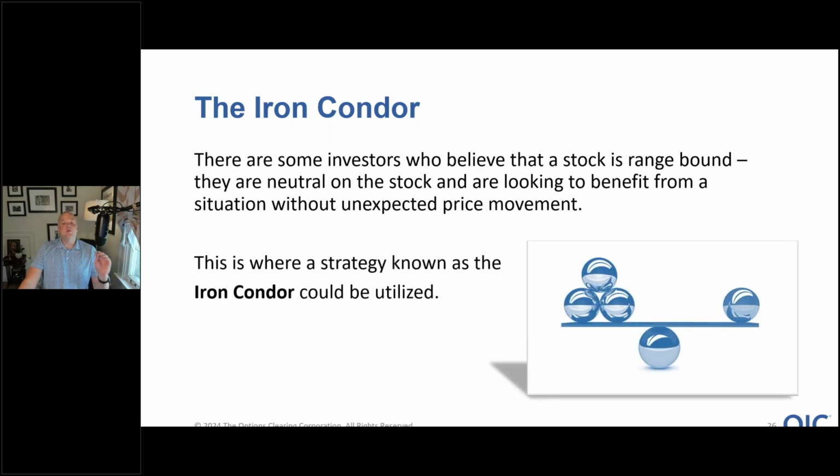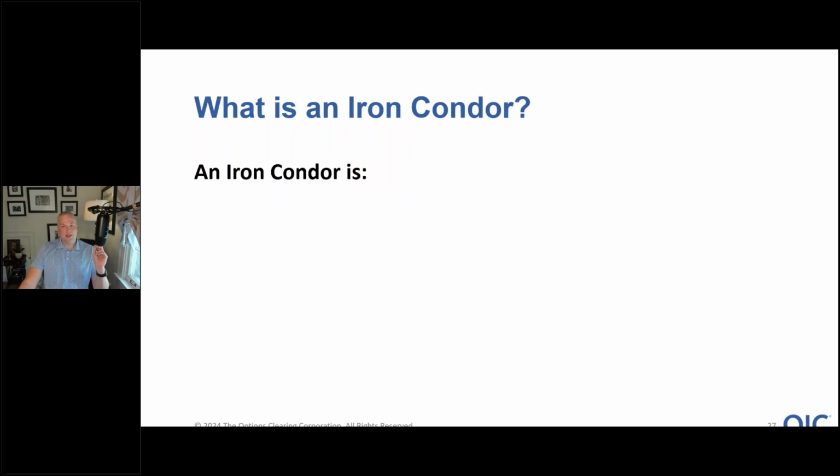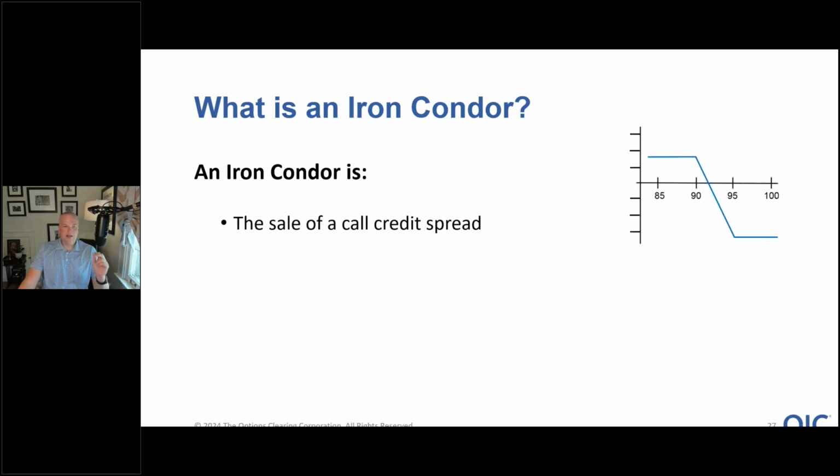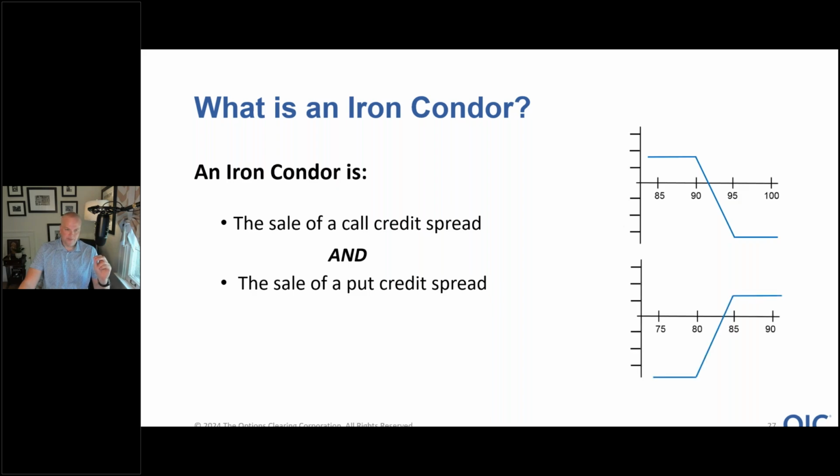So this is where you could use iron condors. An iron condor is the sale of a call credit spread and the sale of a put credit spread. So I want you to think about that. What we just did is looked at the P&L graph of the call credit spread, which is what this is, and the P&L graph of the put credit spread, which is what this is. So what do you get when you put them together?